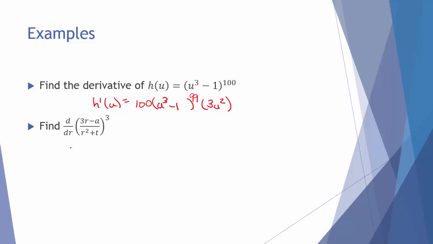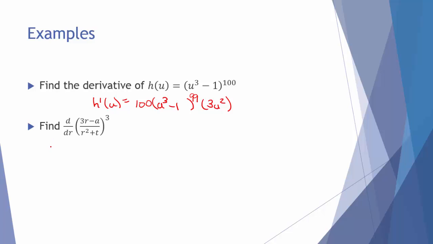Let's also find d/dr of (3r minus a divided by r squared plus t) raised to the third power. And I have purposely included a lot of extra variables in this because it's important to keep an eye on which letters represent variables and which letters represent constants. Since this derivative is with respect to r, the only variable in here is r. So as far as we are concerned, a and t both represent constants.